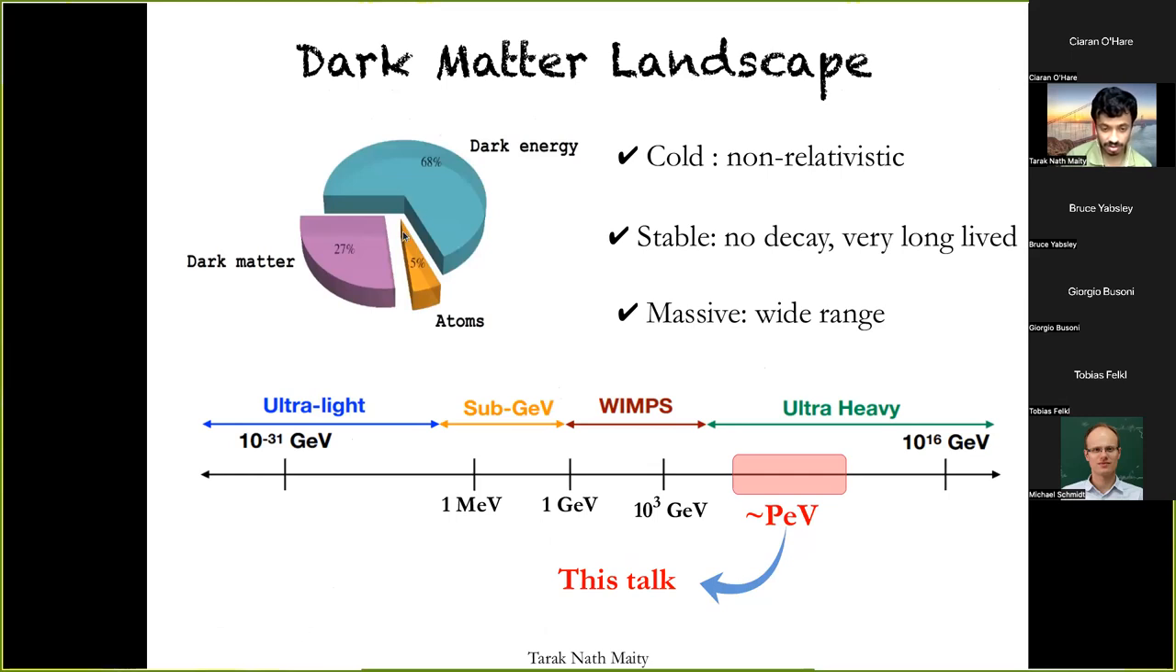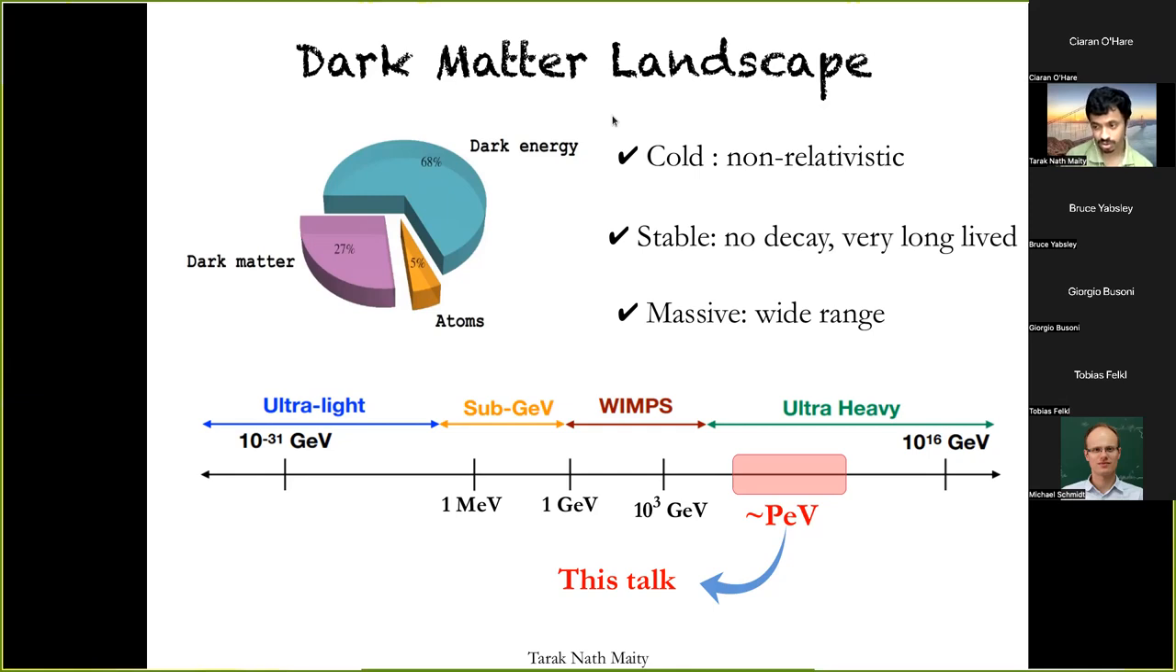As is well known, about 27% of the energy budget of the universe is made up of dark matter. The evidence for dark matter comes from galactic to extragalactic to cosmological length scales. Importantly, all of this is gravitational evidence, and the point here is that the observations are quite independent in nature. So what we know is dark matter is there, but we don't know what it is made of.